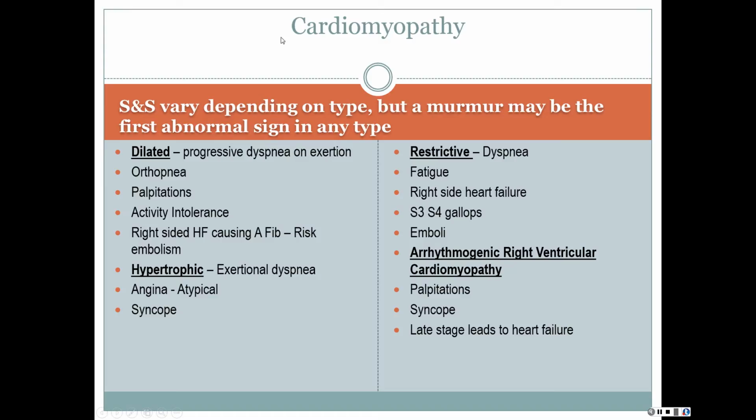Restrictive, we're seeing all the same: short of breath, restrictive dyspnea, fatigue, also right-sided failure, the gallops, emboli, all the same. The only one that's a smidge different, and really they're all very similar, is palpitations and syncope, and can lead to heart failure in the later stages. All of these, this is just not a good thing when your heart is big and oversized and not functioning well. It is just not a good thing.